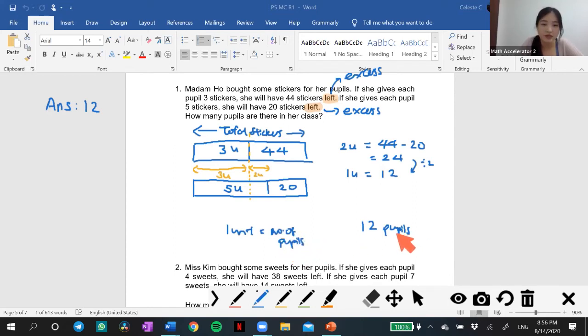So same thing, if they ask you how many stickers does she have, what must you do? Take your 12 pupils, which is 1 unit, times 3, and then add the 44. Or you can times 5 and add the 20. So depending on the question. Okay, so make sure you read it. How many pupils are there in her class? They're asking for pupils. So answer is 12.